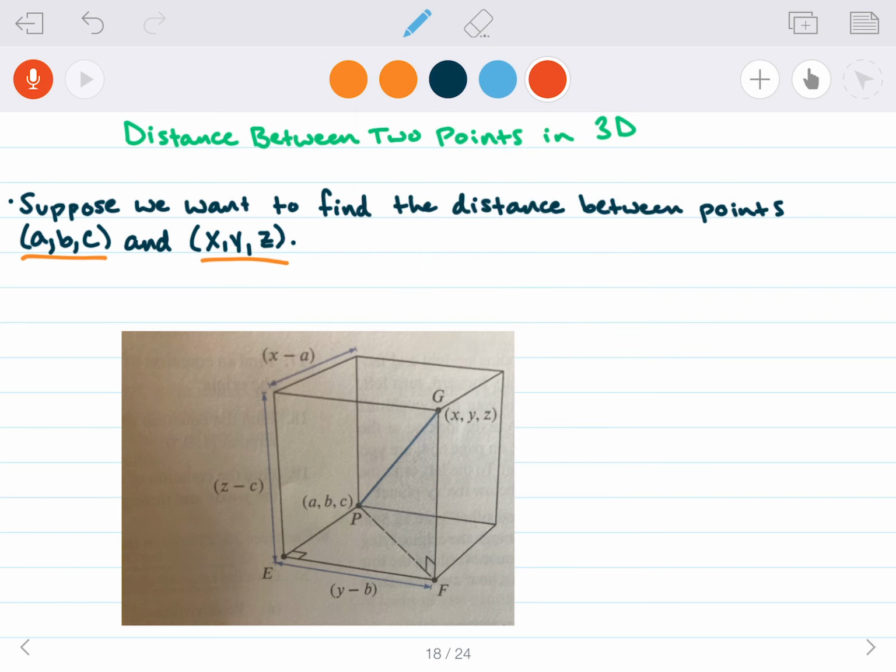Now, in this picture here, that distance is represented by this length PG. Okay, so that's what we're trying to find. Now, take a look at ABC. What I want you to think of is this as sitting in the middle of a 3-dimensional coordinate system.